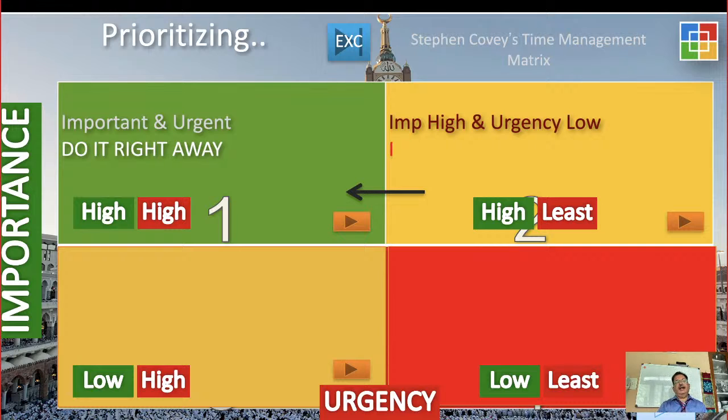Meaning I have time. See, you can think that in the first quadrant I did not have time, I had to do it. But here the task is the same, it is important, but I have time. Can you think of any tasks which are highly important to you as a person or to the organization? They are very important, but you have time to do them.